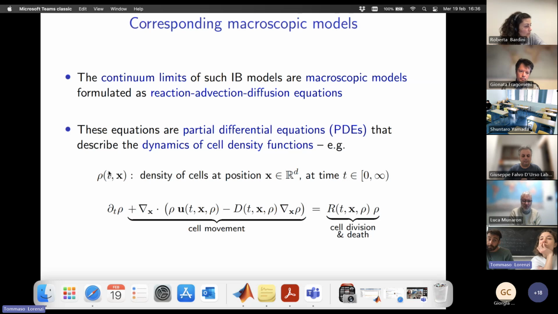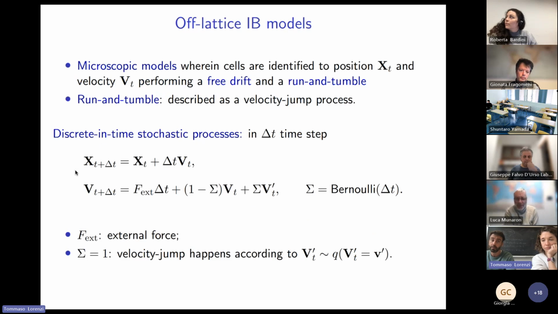In this type of underlying individual-based description, we model cell movement as a collection of jumps along the lattice that corresponds to the physical space. And this is a sort of strong simplification, and we can overcome this simplification by considering another class of individual-based models, which are off-lattice individual-based models. So one can also consider microscopic models in which cells are not located on the lattice, but cells can be identified simply by their position and their velocity.